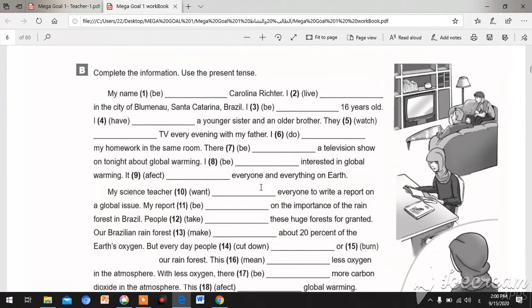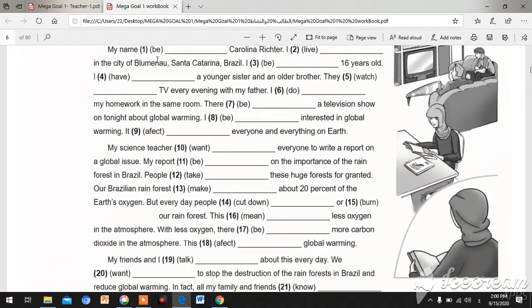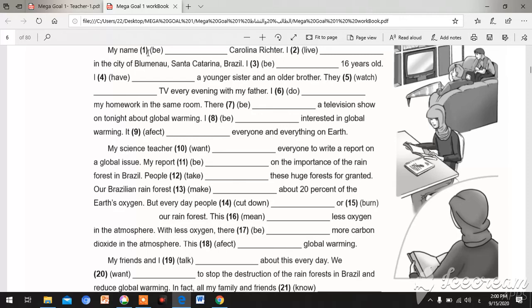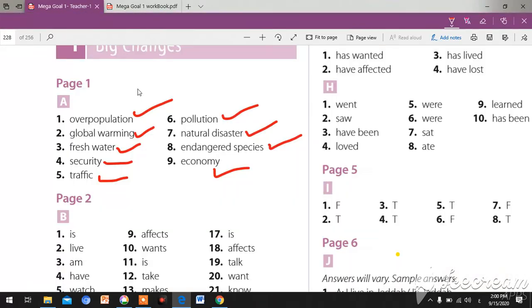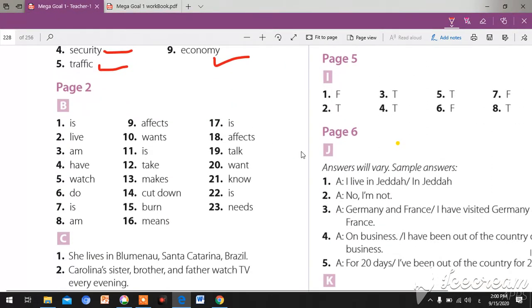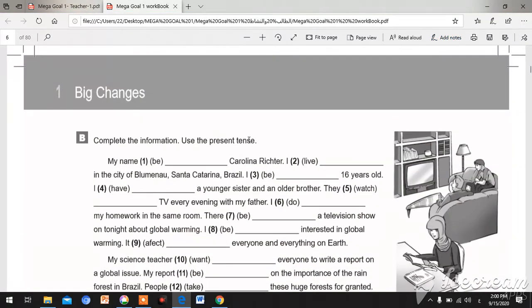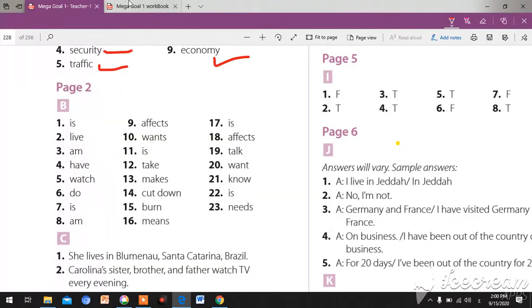Number two, okay, we have some questions from 1 to 23. The answers of these questions: first of all, we have to use the present simple. Present tense, yeah, that's right. So the present tense. Now we are going to check the answers.